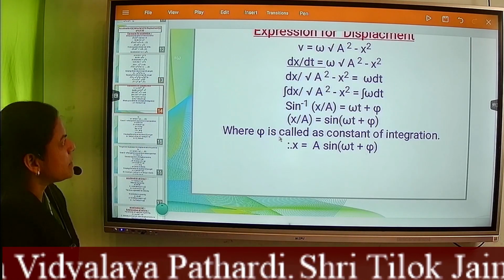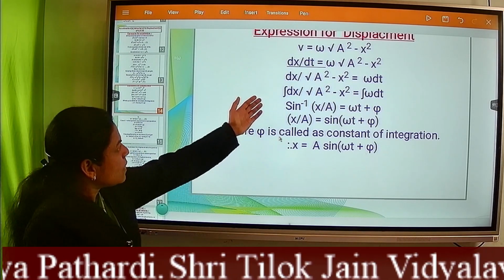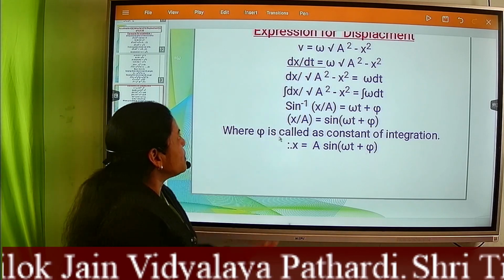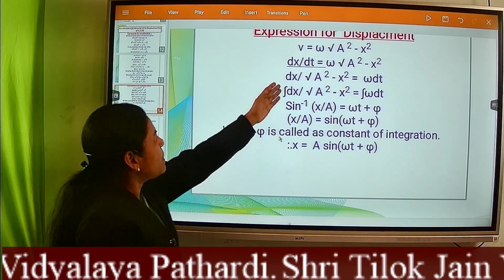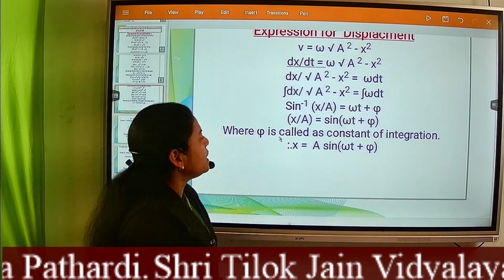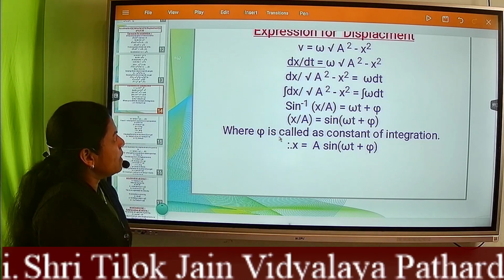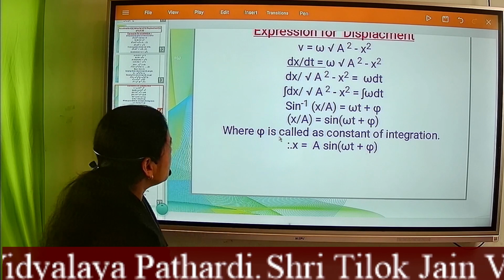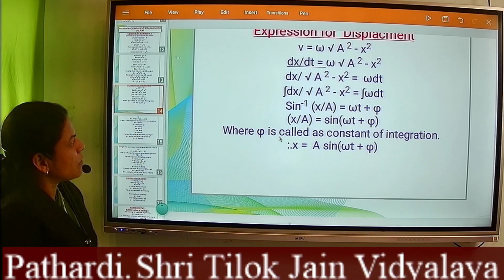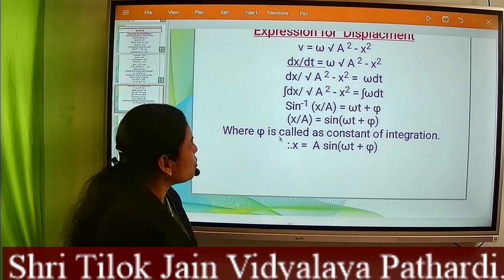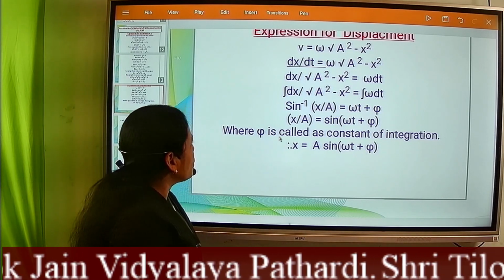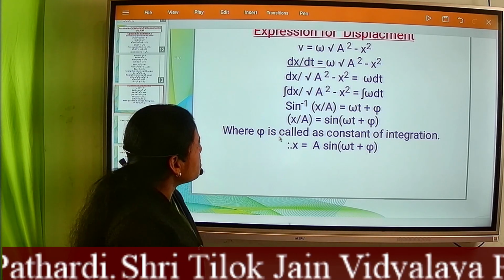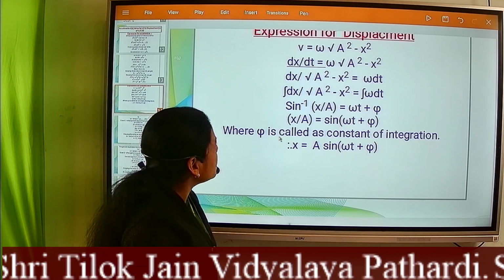Next, the expression for displacement. For calculating the expression for displacement, we have the equation v is equal to omega into square root of a square minus x square. Then dx by dt is equal to omega into square root of a square minus x square. Dividing, dx by square root of a square minus x square is equal to omega into dt.